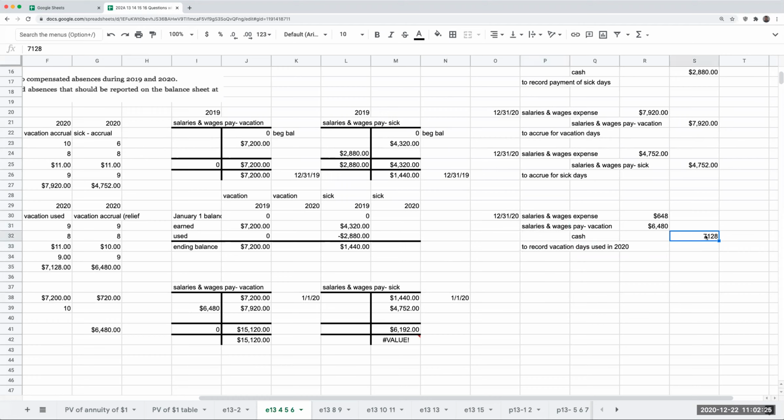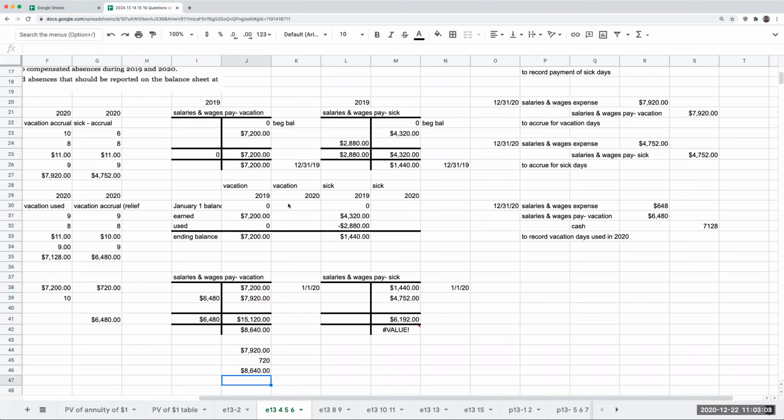Notice that the cash is based on the current rate of pay. When I relieve the accrual, I need to do it at the rate of pay that was actually in place during the prior period. At the end of the day, my ending balance of my accrual is going to be 8,640. Where is this number coming from? It's the current year accrual plus the 1 day that has not been used yet from last year. So for my January 1st balance of 7,200, they earned 7920 and used 6480, so my ending balance is 8,640.